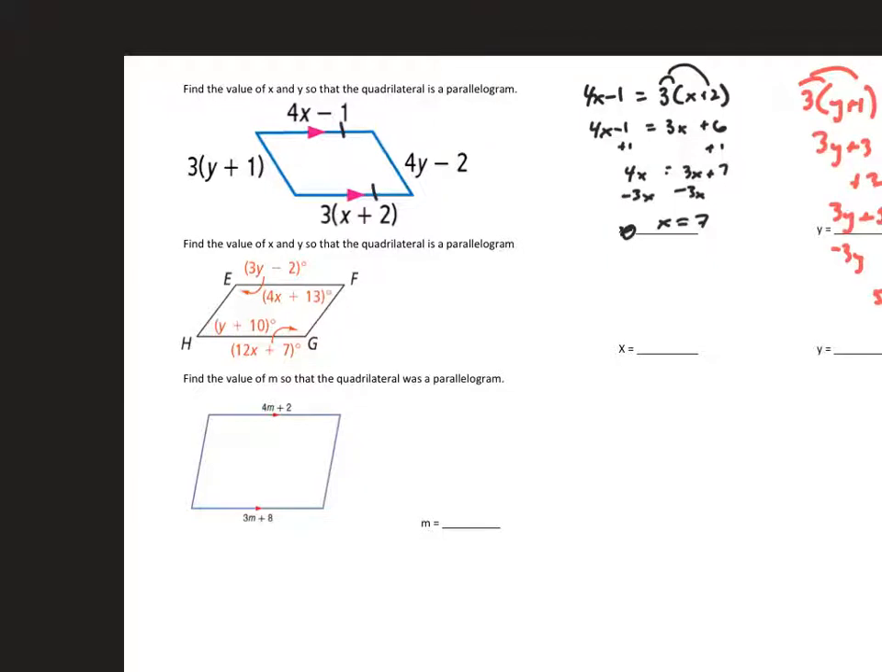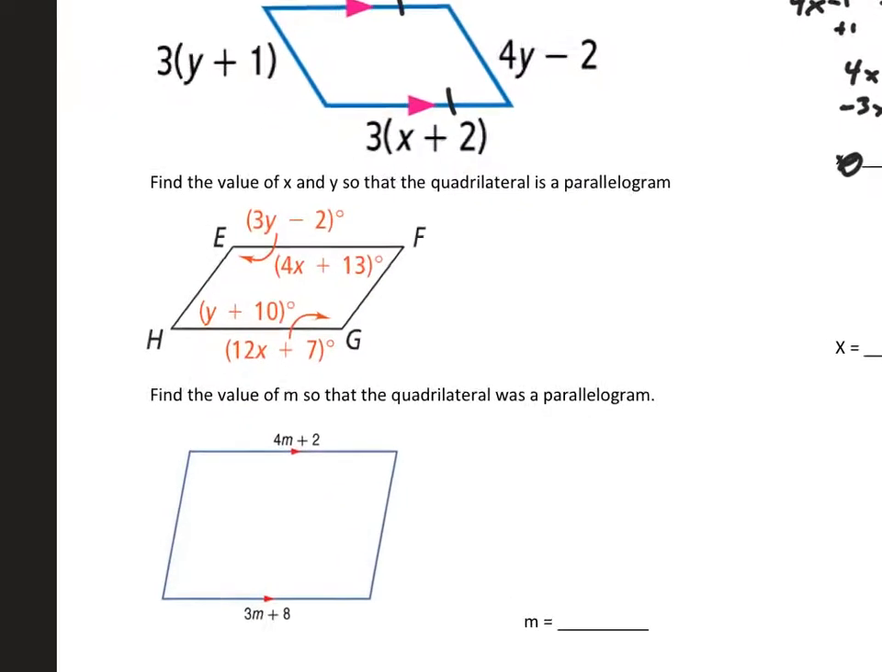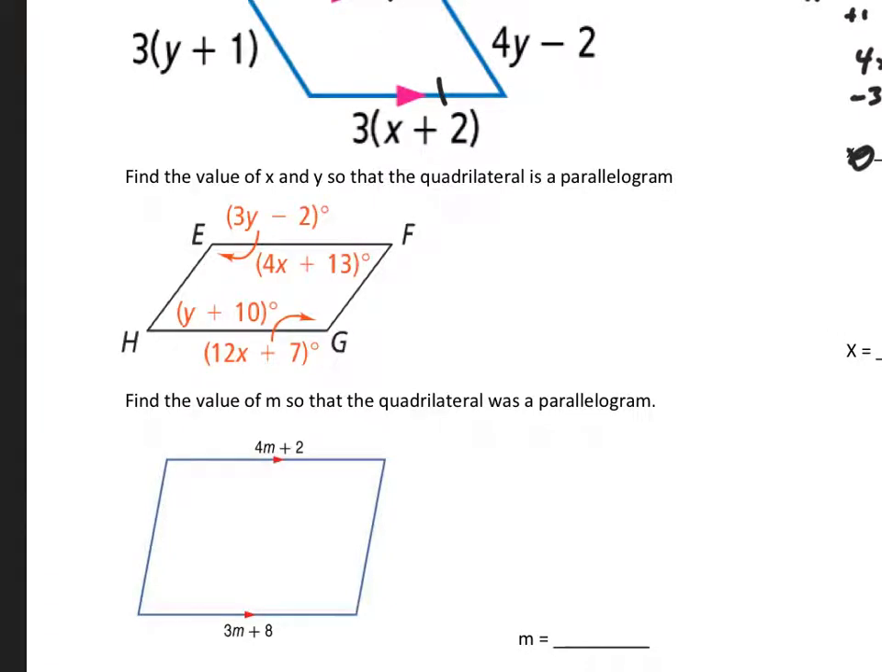Next example is dealing with angle measures. So I have to take a look and see, well, what can make these angles true for a parallelogram? So I have either opposite angles are congruent, or I could show that consecutive interior angles are supplementary. And when I take a look at angle E and angle G, I notice that angle E has 3y minus 2. I see that angle G is 12x plus 7. So if I try to set these equal to each other, I'm going to have a real difficult time. I have two variables in one equation.